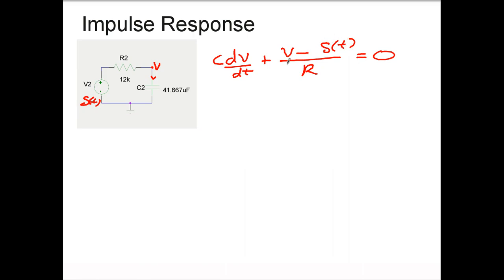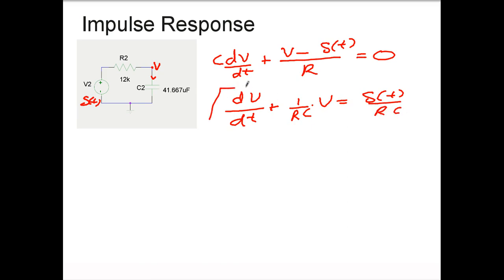Next, I'll take this delta of t by R term to the right-hand side, and I will also divide the entire equation by C. So in the end I will get dV/dt plus 1/RC times V equals delta of t by RC. So this is my differential equation in standard form. To solve this, this is a linear differential equation, and I'll just use a standard method to solve this.